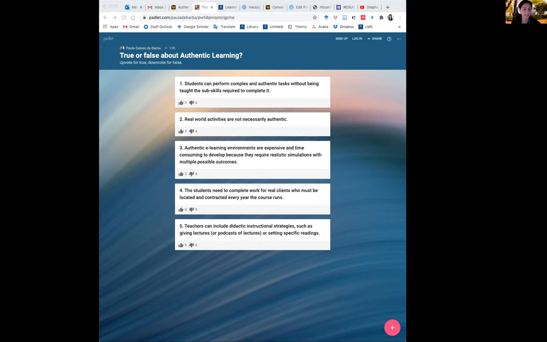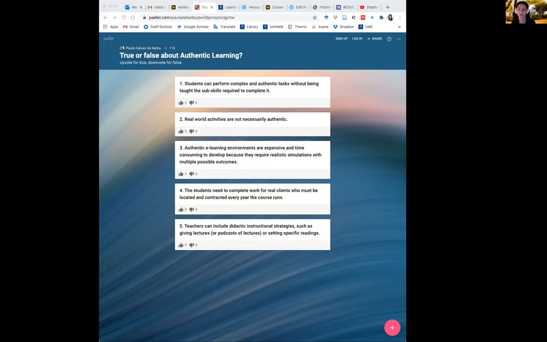Students need to complete work for real clients who must be located and contracted every year the course runs. False, I think that's pretty clear. And the last one as well, teachers can include didactic instructional strategies. Implementing authentic learning does not exclude more traditional approaches; you can combine them. So I really like this because it's flexible. It's sort of a combination of both worlds.